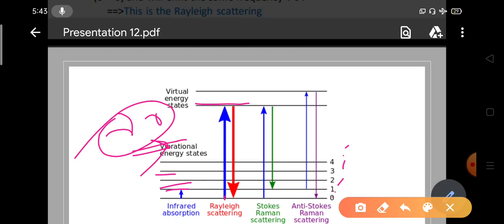Now any molecule or atom which is at the ground state will get excited and can jump to the vibrational energy state, and it can again come back to the V equals 0 level, that was its initial position. So the scattering is elastic scattering because there is no net transfer of energy. The incident radiation will be exactly the same as the scattered radiation.